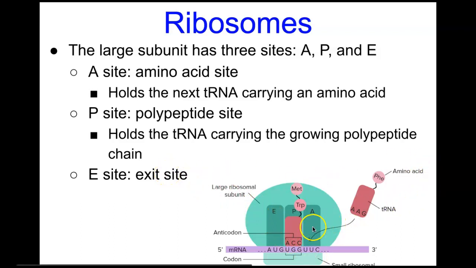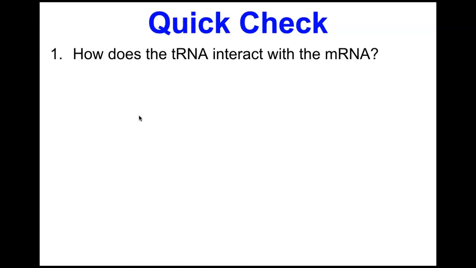So the A site is where the amino acids come in, the P site is where you have that growing polypeptide chain, and the E site is where the tRNA molecules are going to exit. So let's do a quick check here. Read the question, pause your computer for a minute, think about it, and then click play to hear the correct answer. So how does the tRNA interact with messenger RNA?